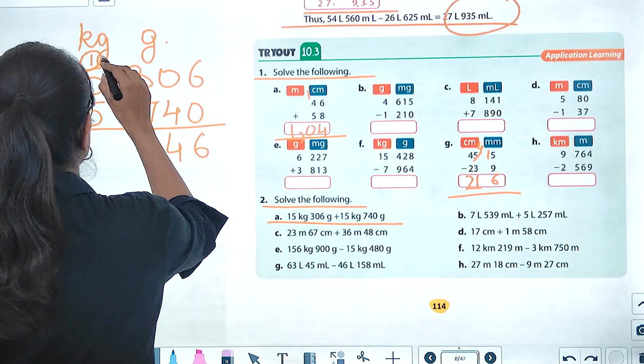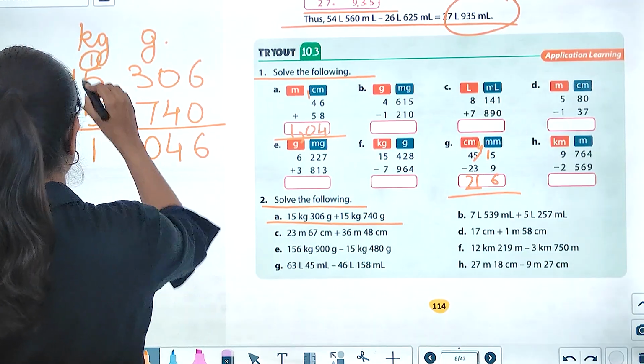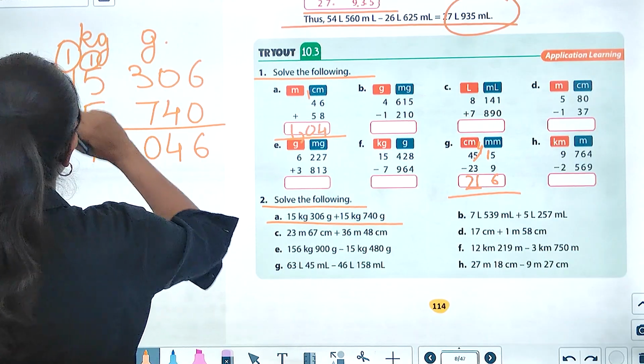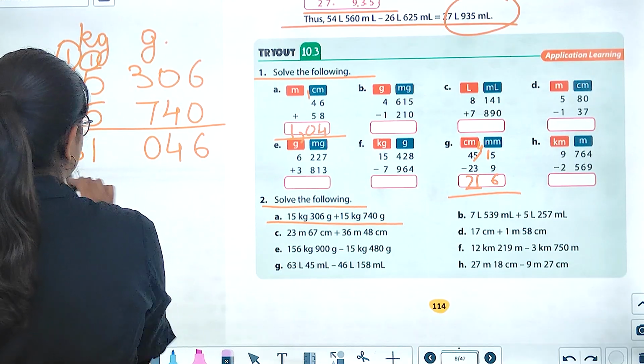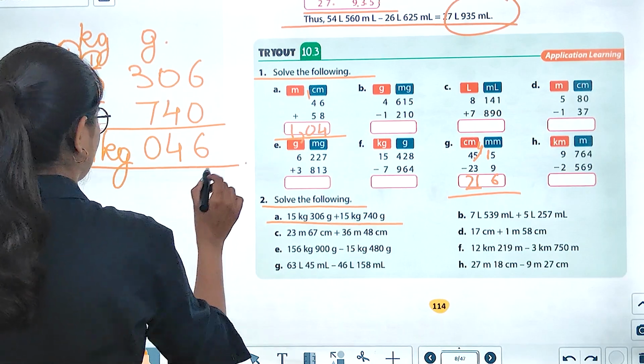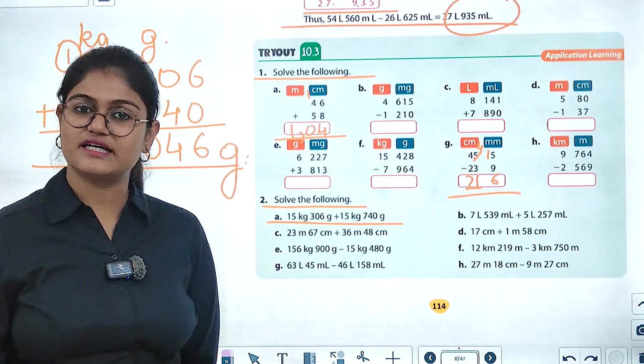Adding them, 6 plus 0 is 6, 0 plus 4 is 4, 3 plus 7 is 10, 1 carry. Then 5 plus 5 is 10, plus 1 carry is 11, 1 over here and 1 carry again. 1 plus 1 is 2, 2 plus 1 carry is 3. So hence, the answer becomes 31 kgs and 46 grams. Clear?